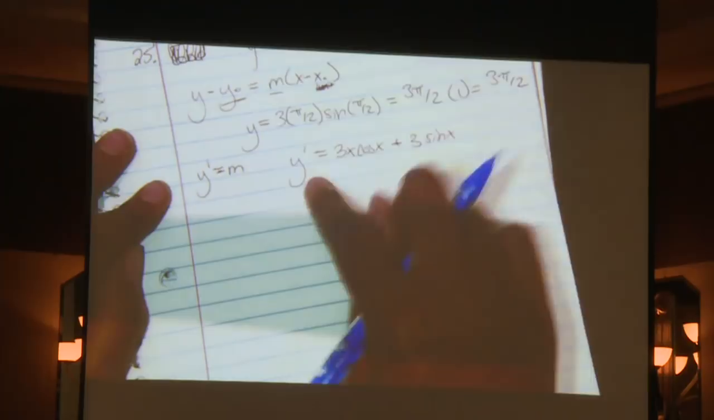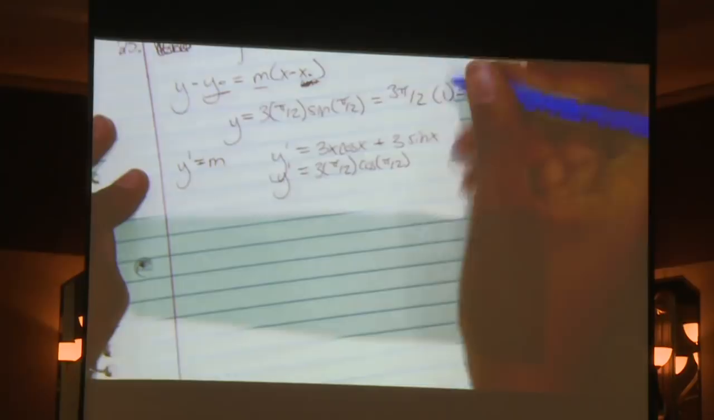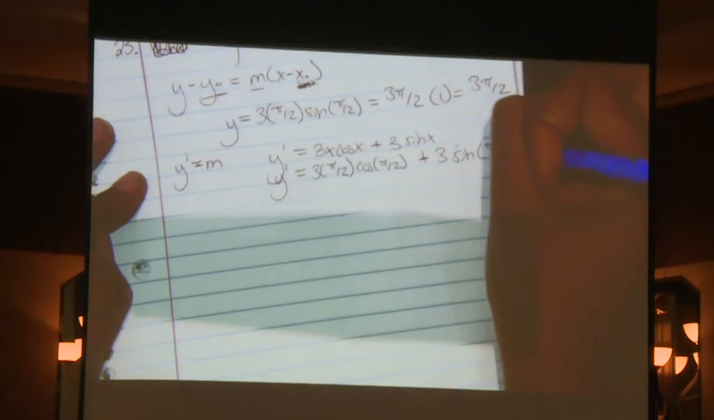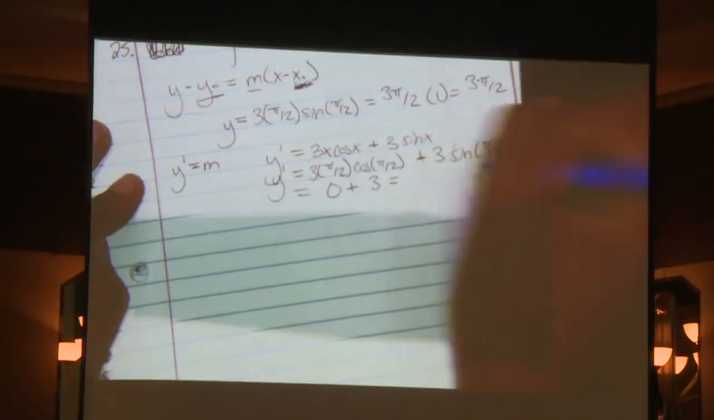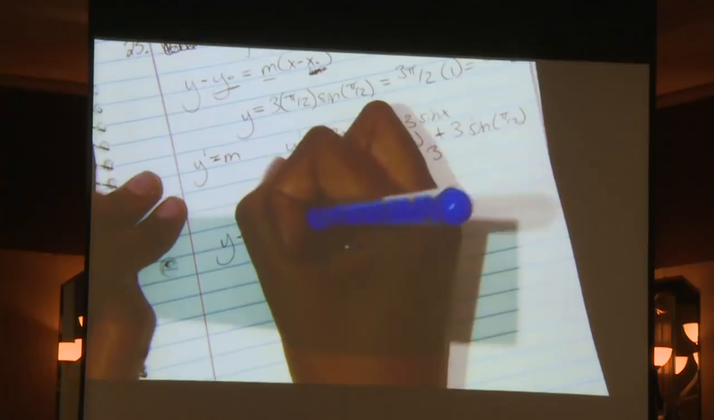And now I just go ahead and plug in my given x. So 3 pi over 2 times cosine of pi over 2, that's going to give me 0. This is going to give me 0 plus 3, so that gives me 3. Now I have everything I needed. I have my m because my y prime gives me m. I have my y naught and my x naught, and I just go in and plug in. Oh, I'm sorry, my y naught is 3 pi over 2.